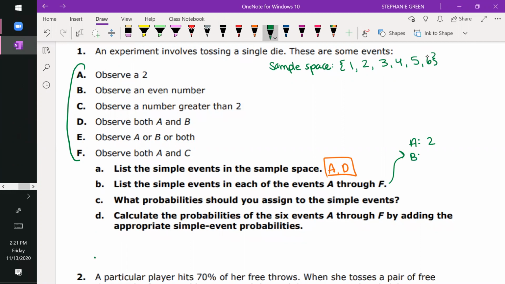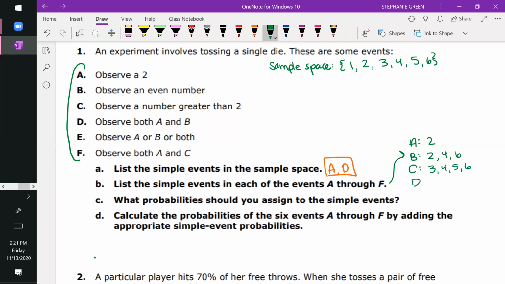B, observe an even number. So we could break that down into 3 different events, 2, 4, or 6. C is observing a number greater than 2. There are 4 outcomes in that event. So to break it up into simple events, we could say 3, 4, 5, or 6. D was already a simple event.